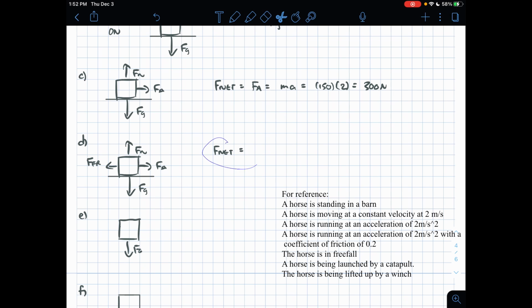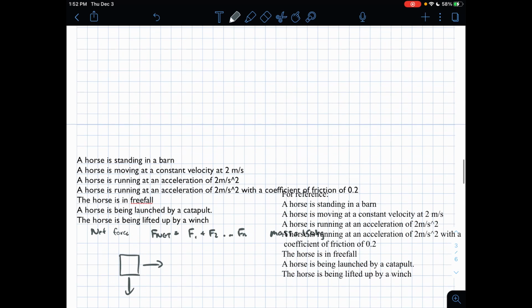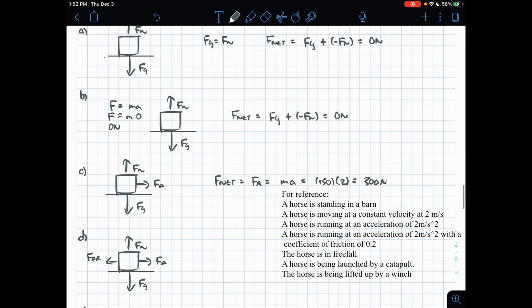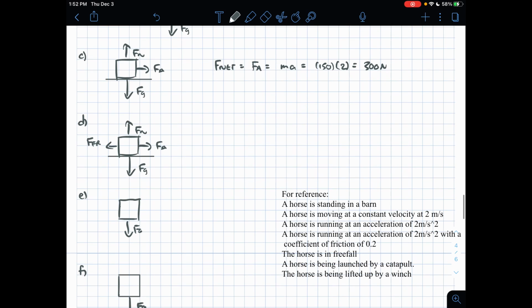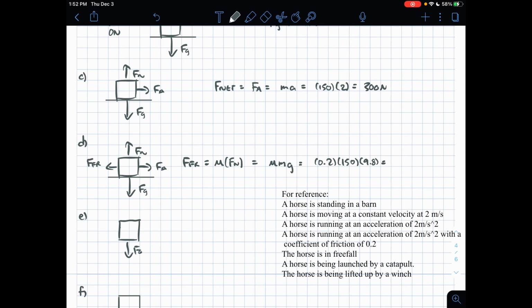You don't quite know what your force of friction is because I didn't state it. What I did give you was the coefficient of friction. Now what does that even mean? It's basically some number that determines how resistive some surface is. That's denoted with mu. So Ffr is equal to mu times your normal force, mu Fn. And we know that Fn is mass times the acceleration of gravity, which means the equation for frictional force is mu times the mass times the acceleration of gravity. So if we plug in all the numbers, 0.2 times 150 times 9.8, we should get 294 newtons.